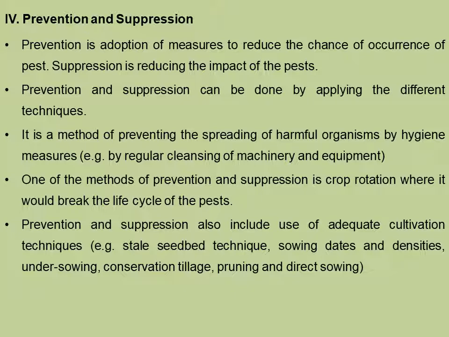It is a method of preventing the spreading of harmful organisms by hygiene measures, that is, by regular cleansing of machinery and equipment. One of the methods of prevention and suppression is crop rotation, which would break the life cycle of the pests. Prevention and suppression also include use of adequate cultivation techniques. For example, stale seedbed technique, sowing dates and densities, undersowing, conservation tillage, pruning, and direct sowing. So, all these methods would help in the prevention and suppression.